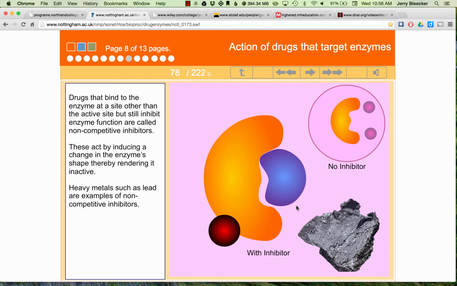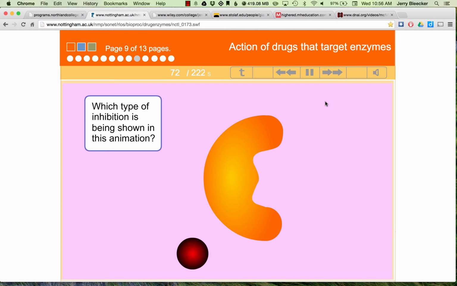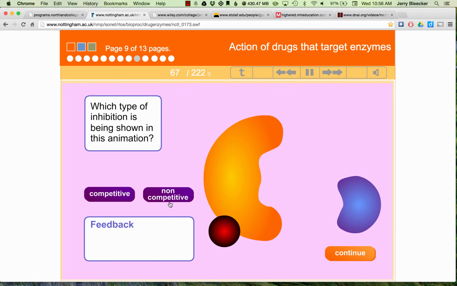And just going back to this, that's what we're seeing here. Okay, so what type of inhibition is being shown here? This is non-competitive. Ta-da! There you go. Hey, I passed.